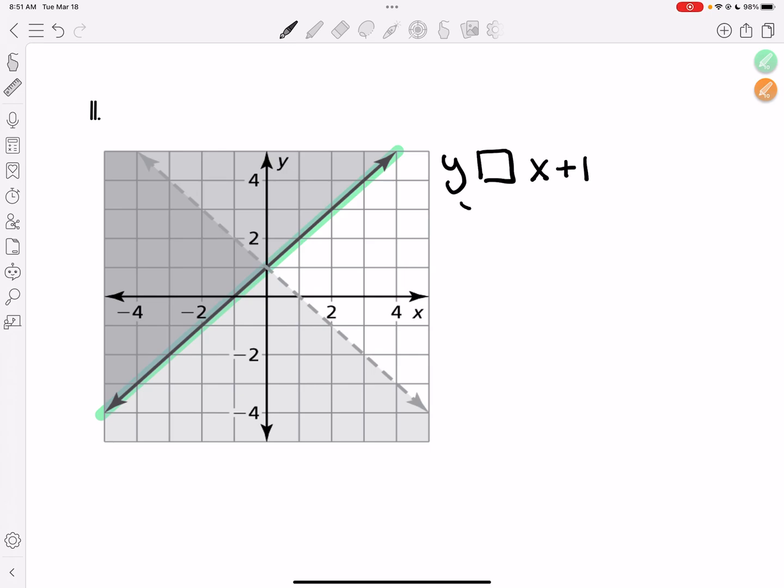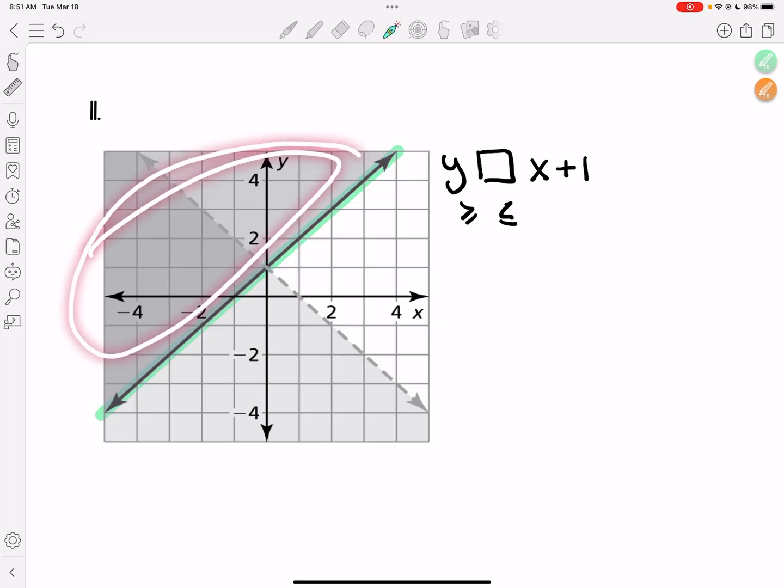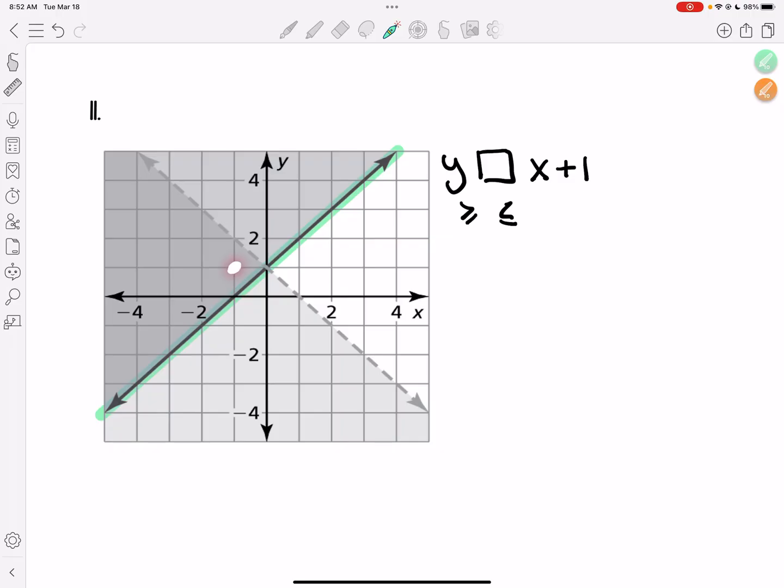My two options are greater than or equal to or less than or equal to. When I look at this, my highlighted region is over here, so I'm just going to pick a point. I'm going to pick the point negative 1, 1 right here. This means I would have 1, I don't know what goes right here, and then I have negative 1 plus 1, which simplifies to 0, so I have 1 box 0. If I want this to be true, the one I'm going to pick is greater than or equal to, so that's what goes right there.